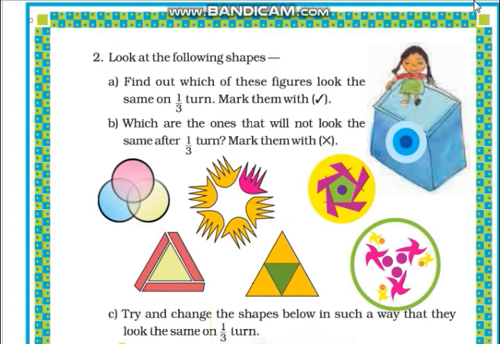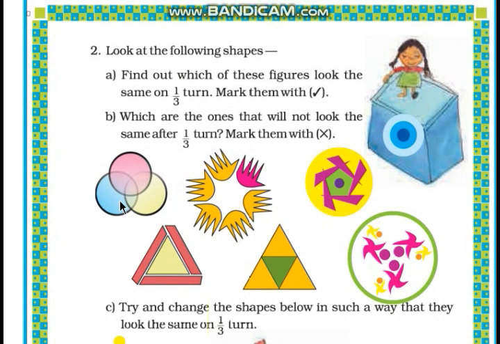Here the first one, does it look the same on 1/3 turn? No. This shape does not look the same on one-third turn because here these three colors are given, so the color will be changed when rotating through one-third turn. So no. So here we will put a cross sign. This figure does not look the same on one-third turn. This will also not look the same on one-third turn.